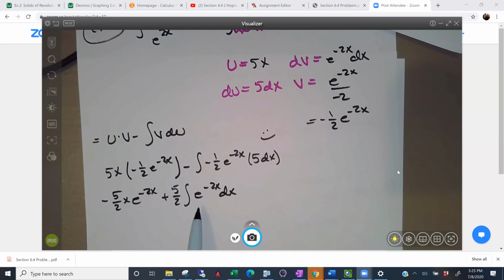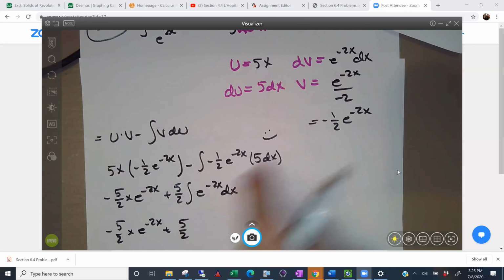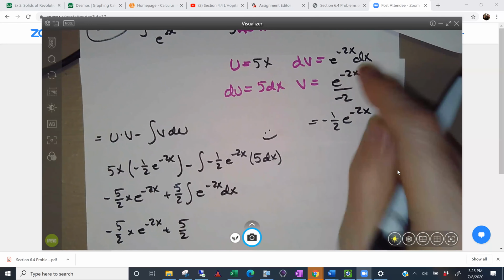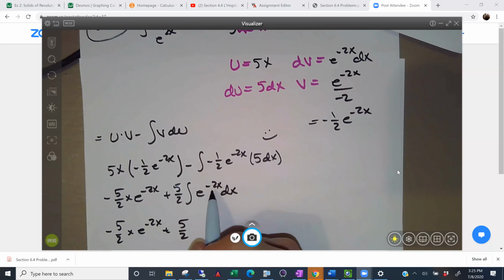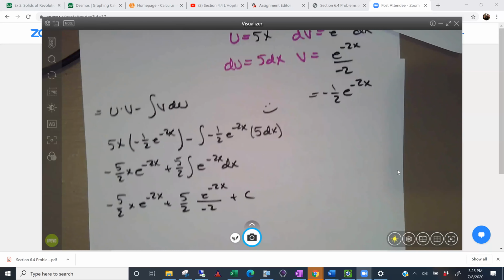Okay, well, did we get anywhere? Did we make any improvements? Can you integrate that? I hope so. It's going to be 5/2. This is like what we just did for my dv term. If you were to differentiate it, you'd end up multiplying by -2. But because we're integrating it, I'll end up dividing by -2. So it's going to be e to the negative 2x over -2. Let's not forget a constant of integration.